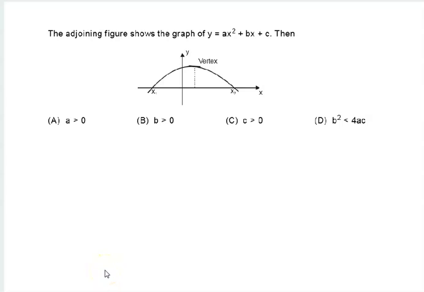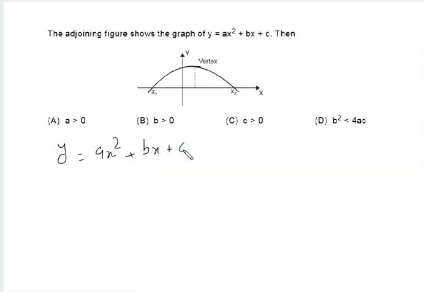So today I am going to discuss a very important question, and in this question we have to show the relationship between a, b and c, and in this question we have the graph also. According to the equation, it is an equation of a parabola because y equals ax square plus bx plus c, guys, right?